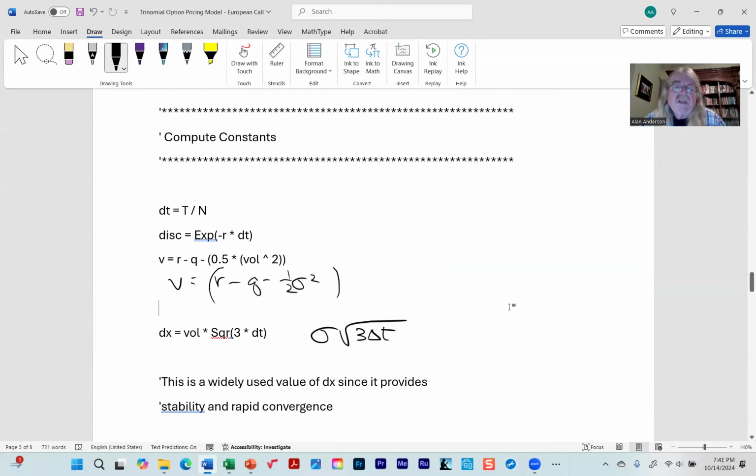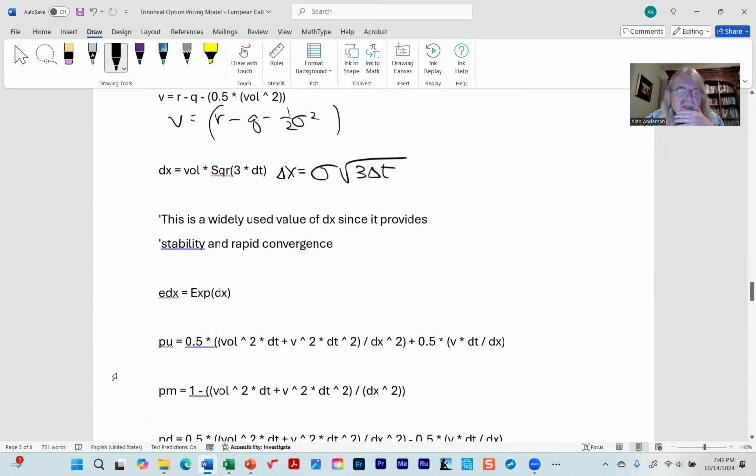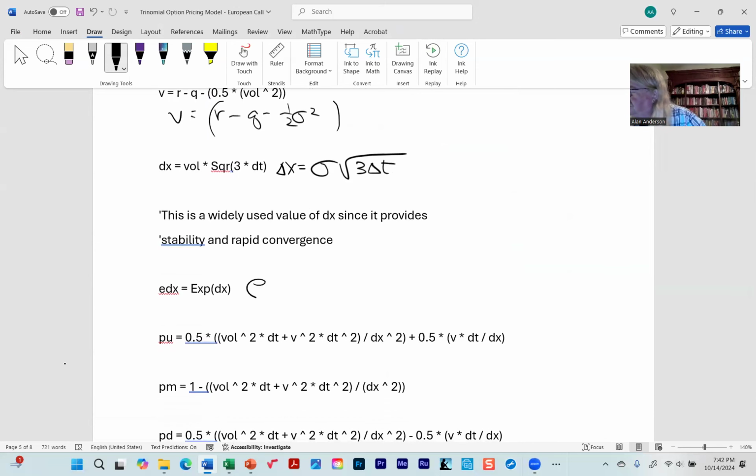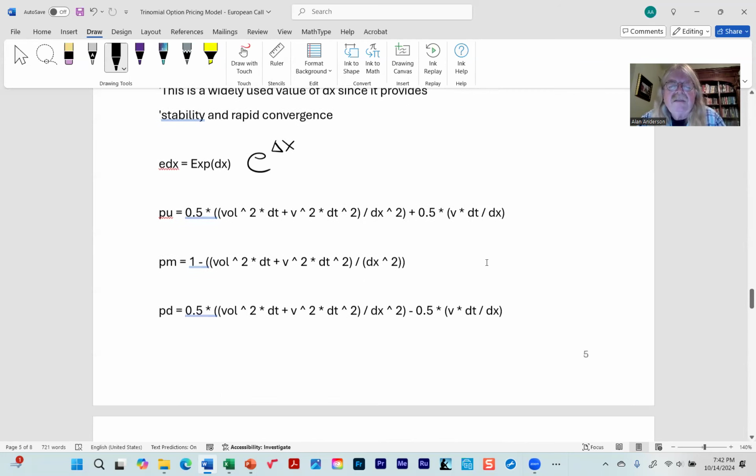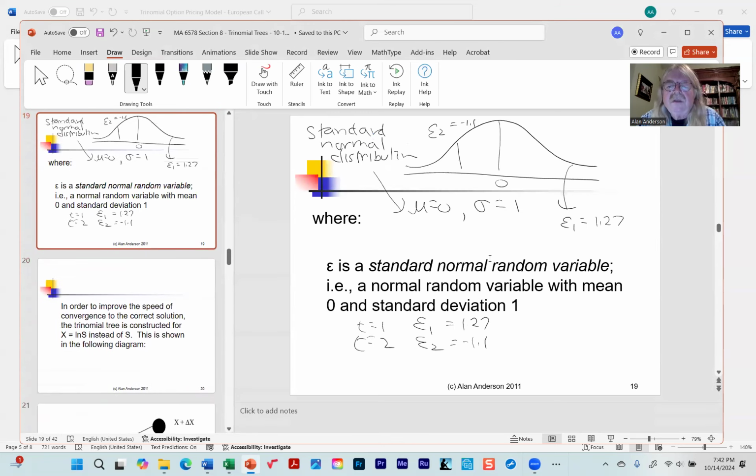Now, of course, even though it says dx, it actually refers to delta x. And e to the dx is written as EDX, but it actually means e to the delta x. Now, if you want, we can go back and double check, but these are the formulas we had in the slides. We need PU, PM, PD. And you can see we had a list here somewhere where all three of them are listed.